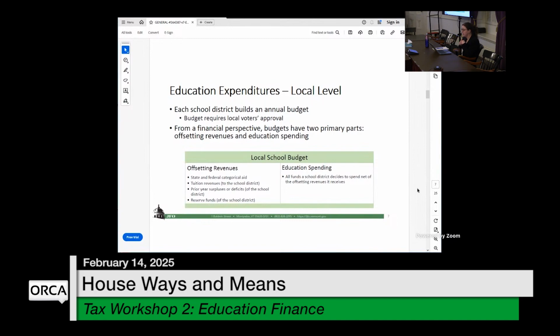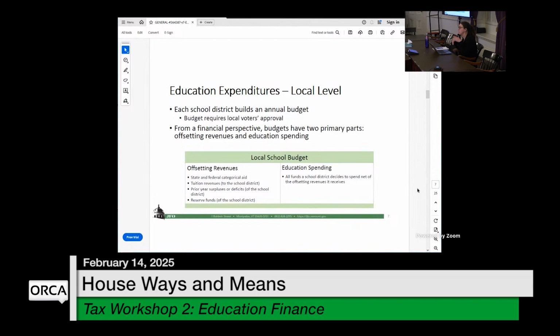So this is everything like state and federal categorical aid. So if they're getting dollars specifically for special education or universal school meals, flexible pathways, transportation, those dollars are fitting here into offsetting revenues. It includes if another school district is paying tuition into that school district, if the district has surpluses, deficits, reserves, that all fits into this bucket of offsetting revenues.